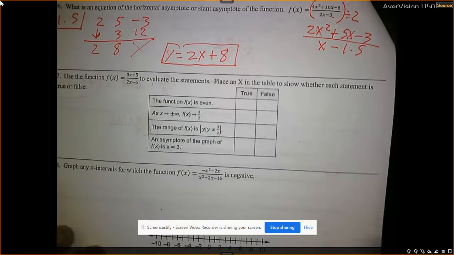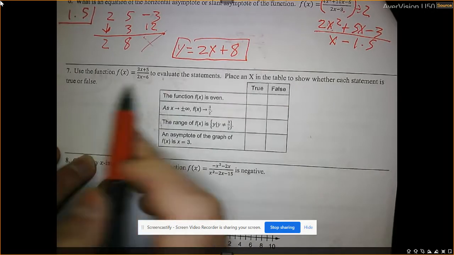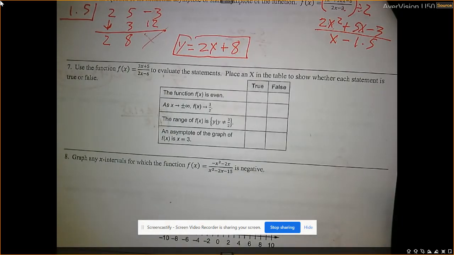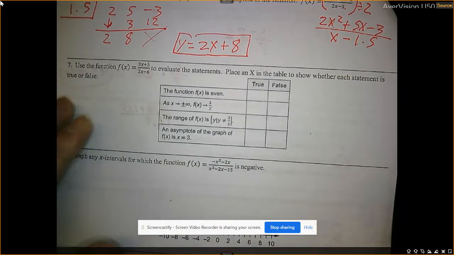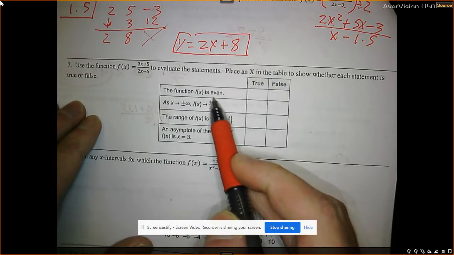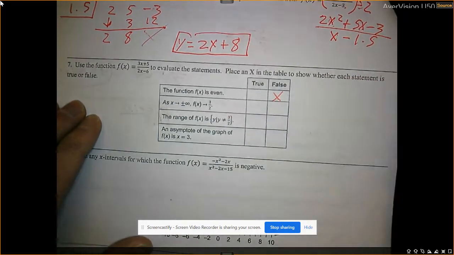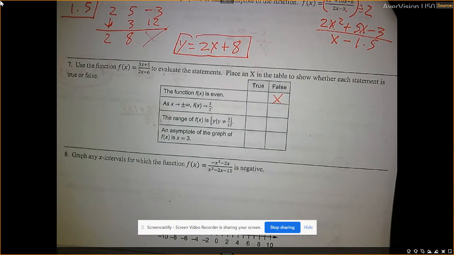Okay, number 7. Again, I would recommend you just plug this into your graphing calculator, because when you plug this exactly into your graphing calculator, you're going to see, is it even? No, it is not symmetric. The y-axis is not a line of symmetry, so it is not even.